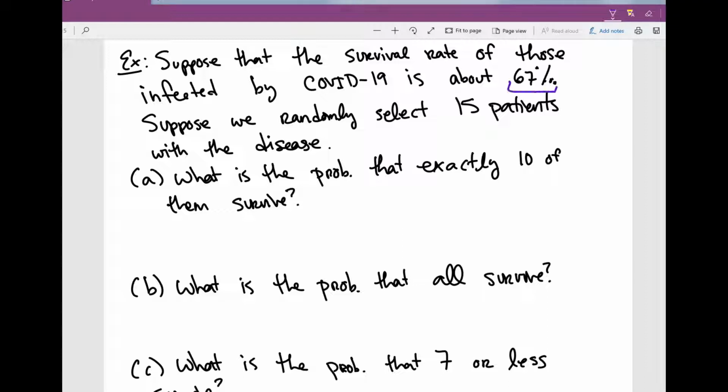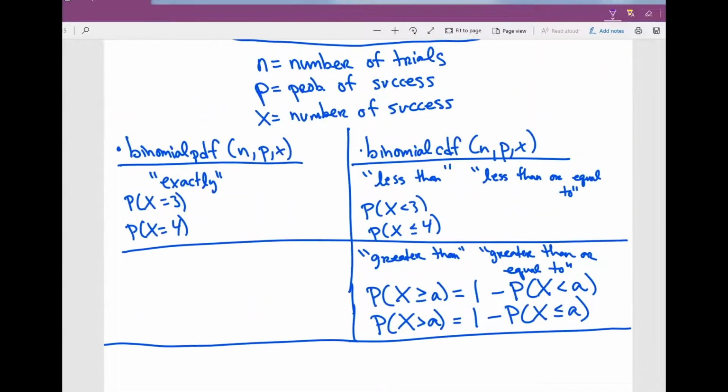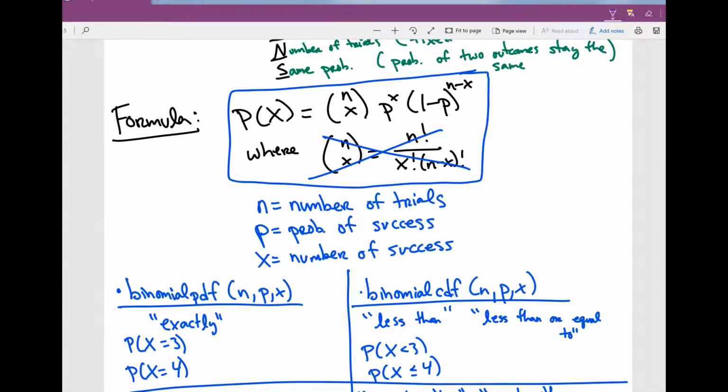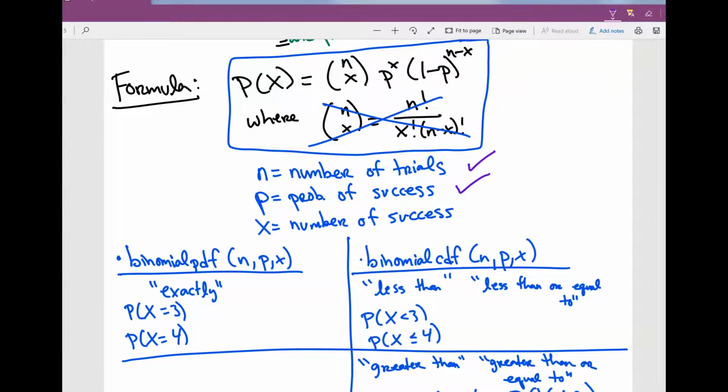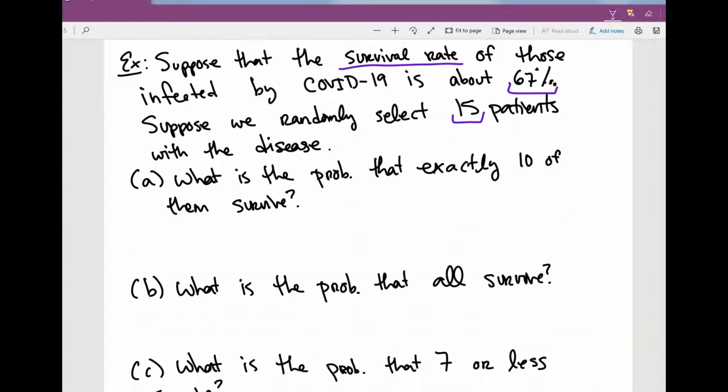We have a probability of success. In this case, a success is survival. And then we have a certain number of patients, which is 15, which is the same thing as our number of trials: 15 patients. Your probability of success, of survival, is going to be 67%. So we know that this is going to follow some sort of binomial problem.